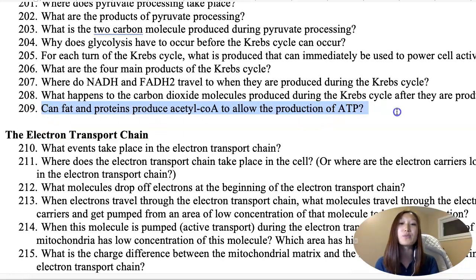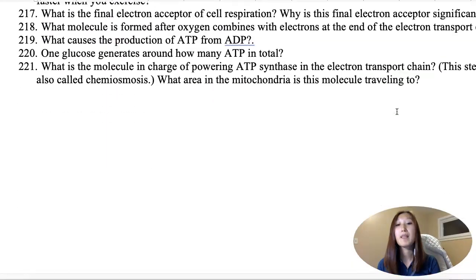Lastly, can fat and proteins produce acetyl-CoA to allow the production of ATP? The answer is yes. If you watched the last video, you would know that fat and protein can be broken down and then go into the process of cell respiration as a reactant as well.